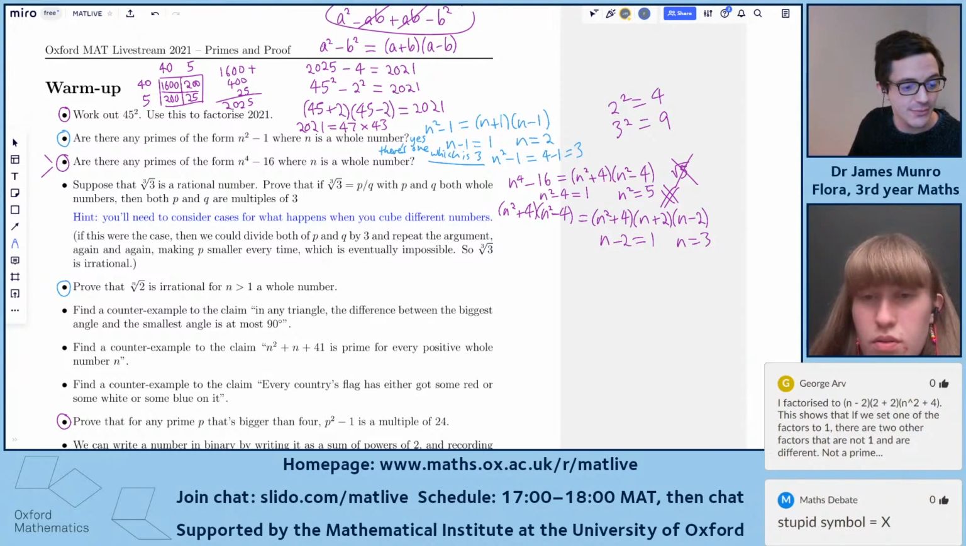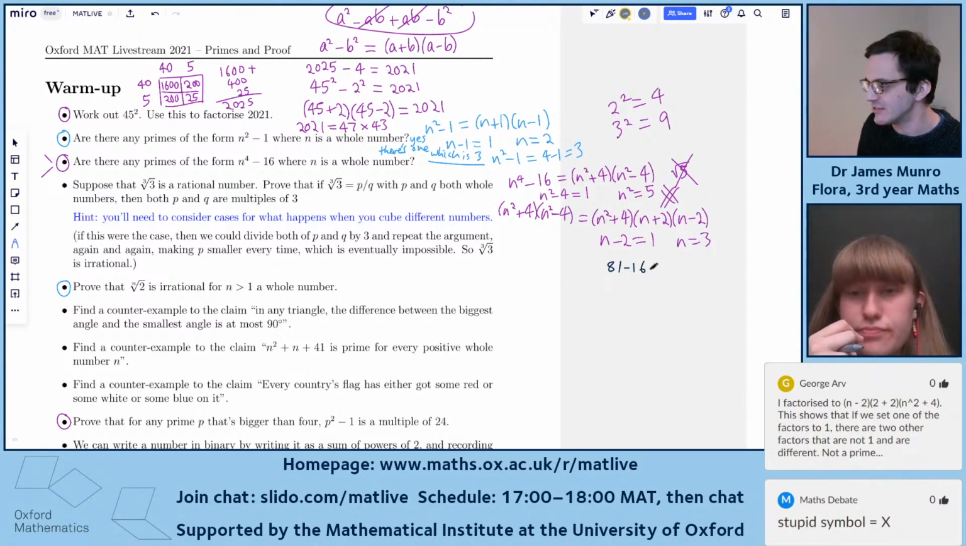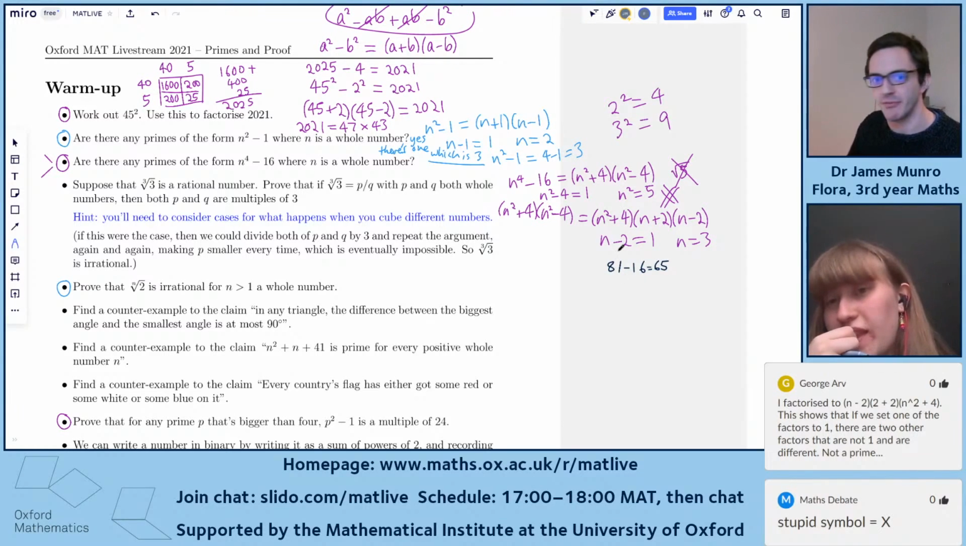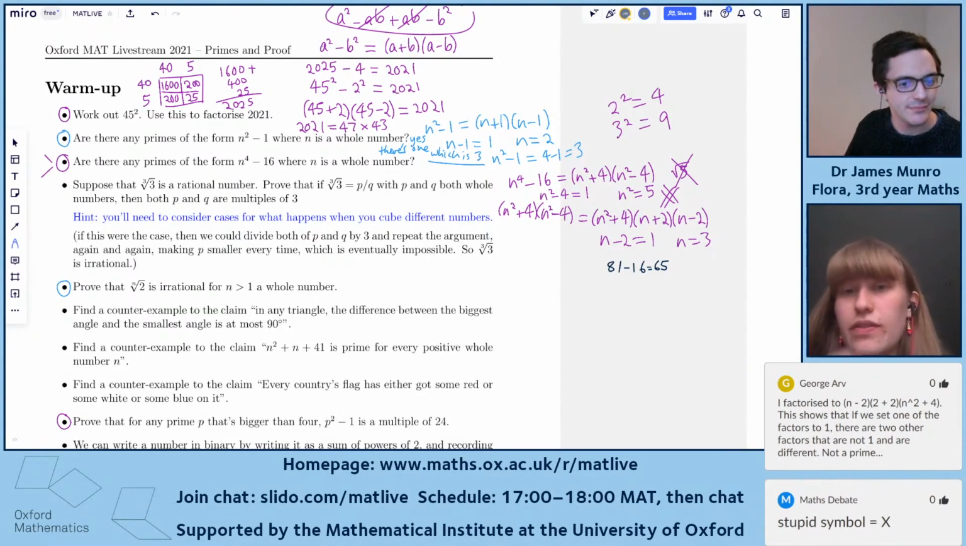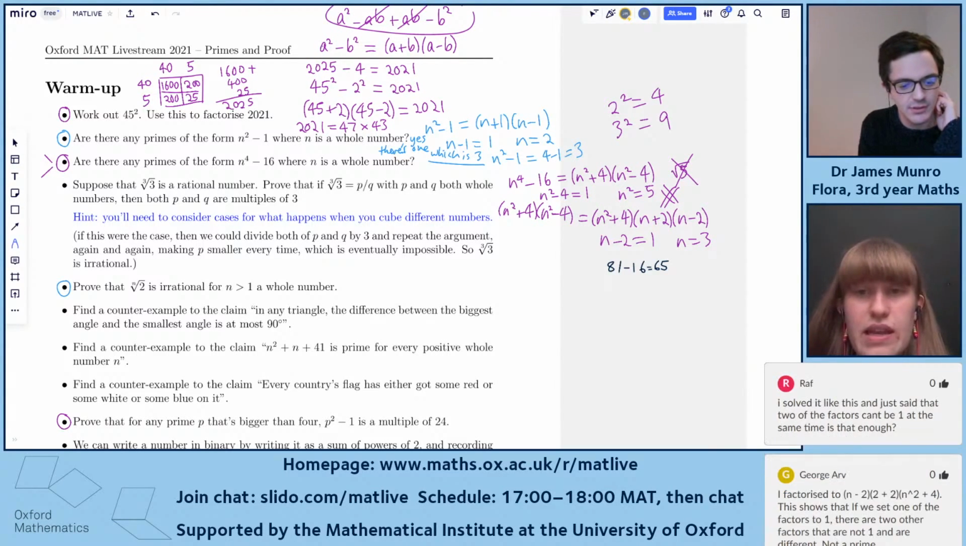I saw someone in chat claiming that this is an example of this one gives a prime. In fact, this one doesn't give a prime because this one is 81 minus 16. 81 minus 16 is 65, which is not prime. It's not prime because it's a multiple of 13. So that would be the only way you could have it, and then you can't have it, so you can't have any. Yeah, Raf. Okay, yeah. So there's some subtlety going on.